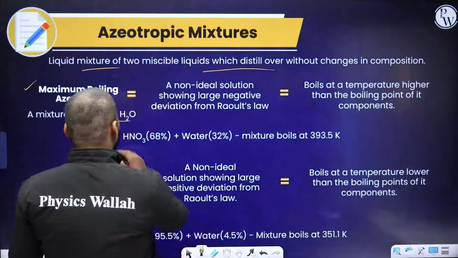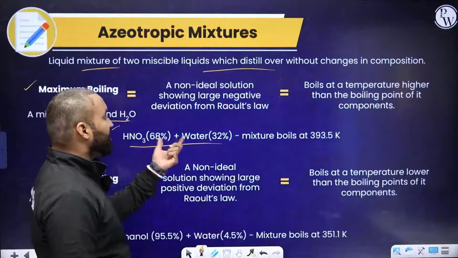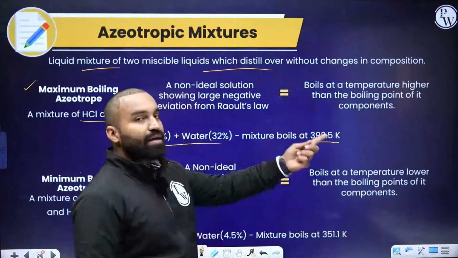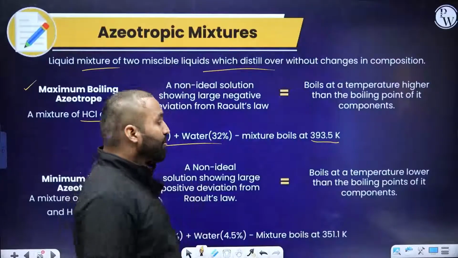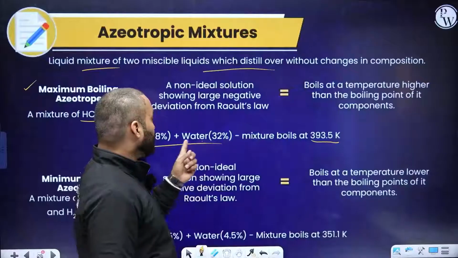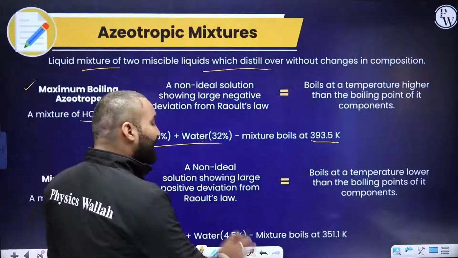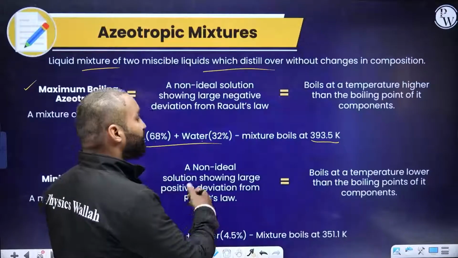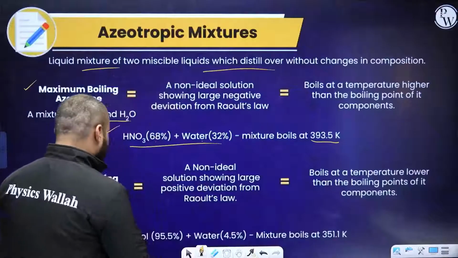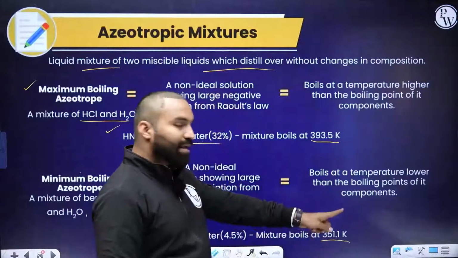For example, HNO3 and water, if you mix both of them at 68% and 32%, this mixture boils at 393.5 Kelvin. Do you see that? This temperature is not at all a boiling point of water or HNO3. It's a non-ideal solution. For your further competitive examinations, this might be very helpful. Ethanol mixed with water will boil at 351 Kelvin.